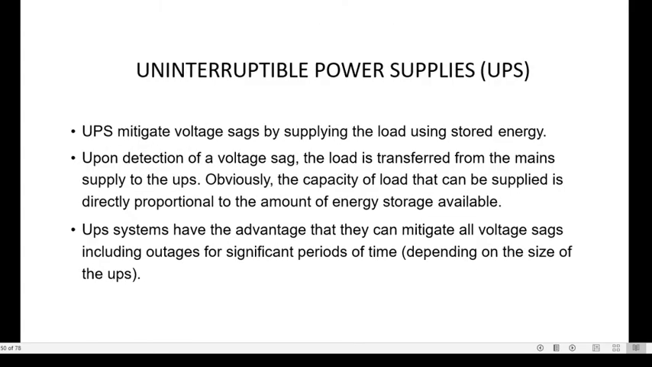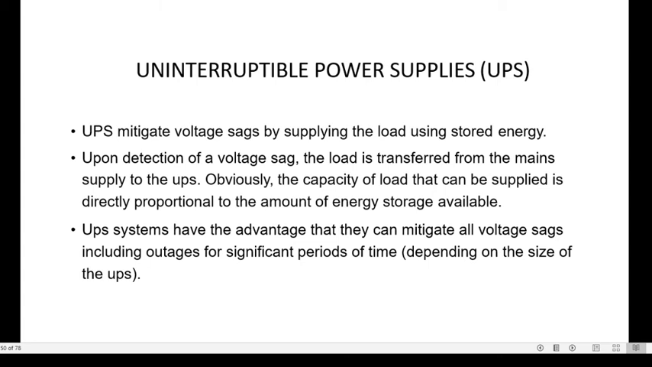Let us discuss the UPS, uninterruptible power supply. We are discussing the different mitigation techniques used for voltage sag. So UPS, uninterruptible power supplies. A UPS mitigates the voltage sag by supplying the load using stored energy, that is a battery or fuel cells. Upon detection of voltage sag, the load is transferred from the main supply to the UPS.